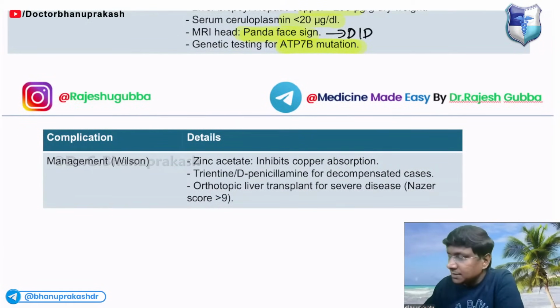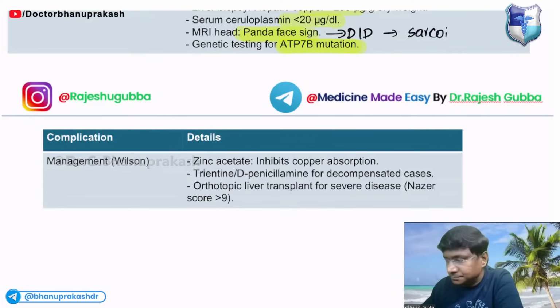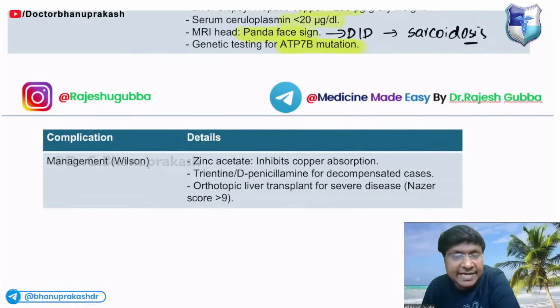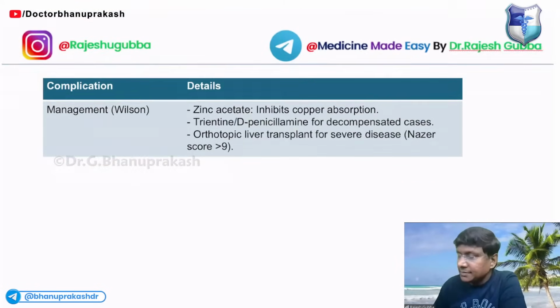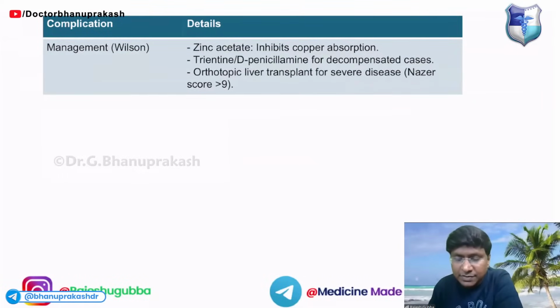So the face of panda is observed in case of sarcoidosis. So in sarcoidosis, you will have this face of panda sign. That is in gallium uptake studies. I'm not talking about MRI head. In gallium uptake studies, you will have the face of panda sign in sarcoidosis. Okay? Then, how do you treat these patients with Wilson's?